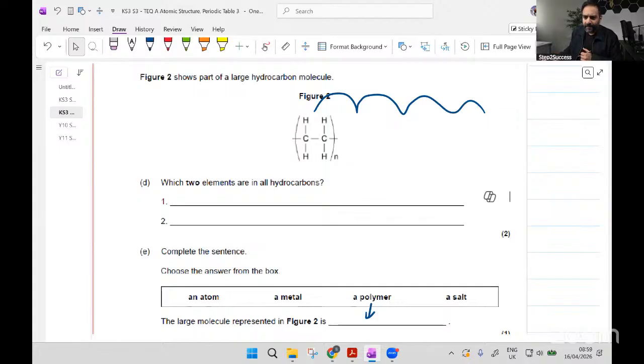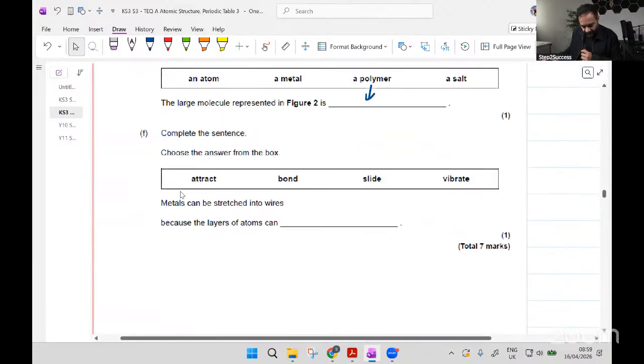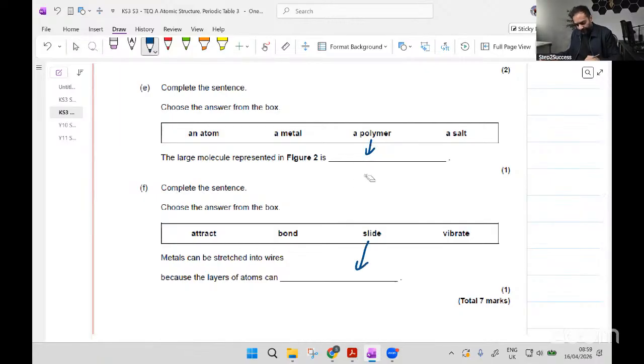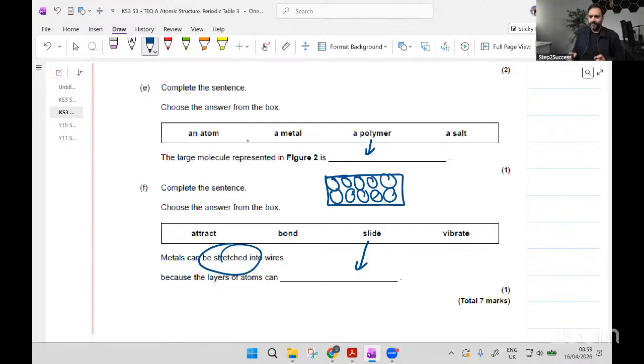E and F. Look at 2, 1, E. I'll come back to that. And F. Metals can be stretched into wires because the layers of atoms can slide. Anything that's soft, slightly bendy, happens because of layers. If you could see what's going on inside it, and you can't obviously, you would see these layers of atoms, and when things are in layers, they can slide over each other. That's what makes them stretchy and movable and bendy. So yes, it's slide for that one.